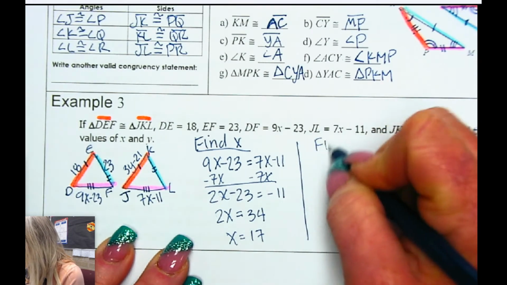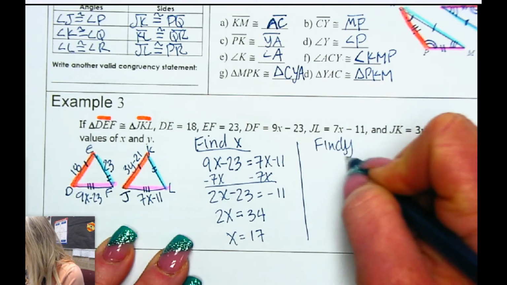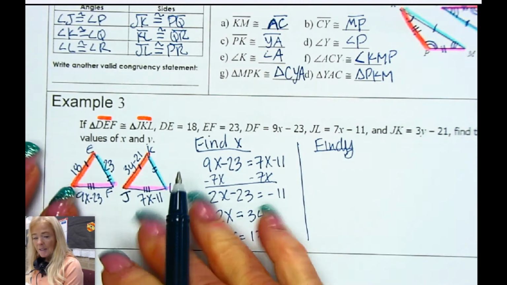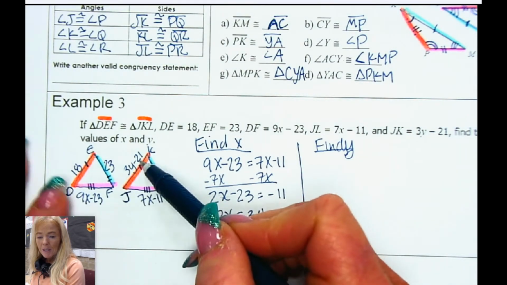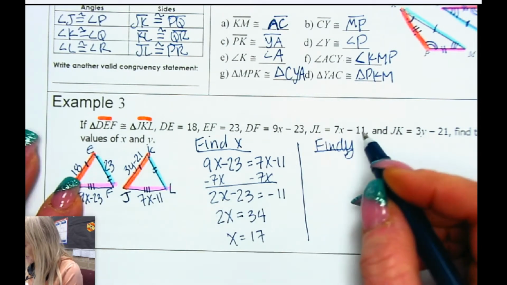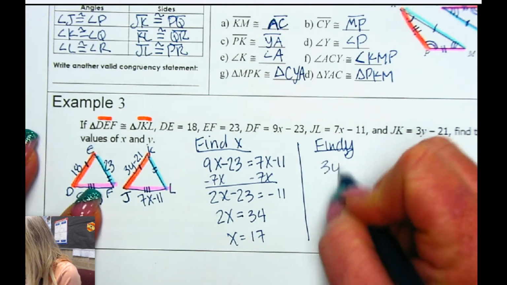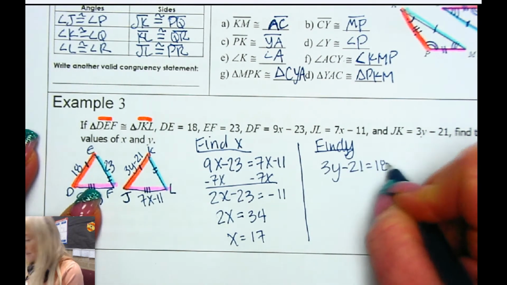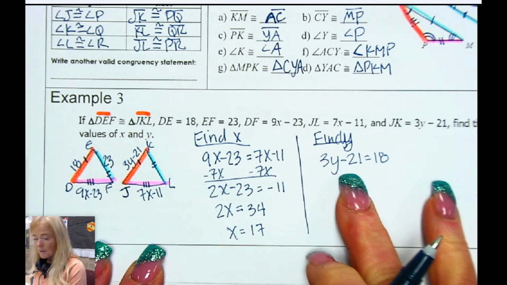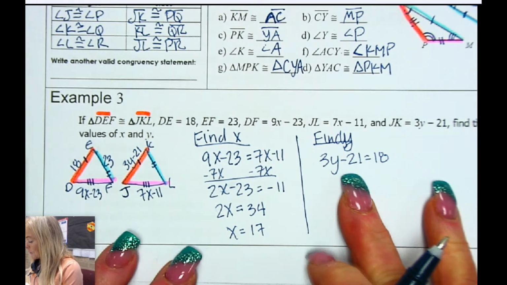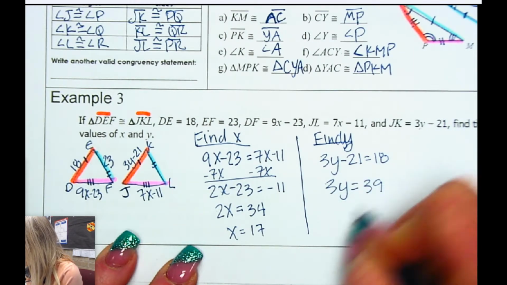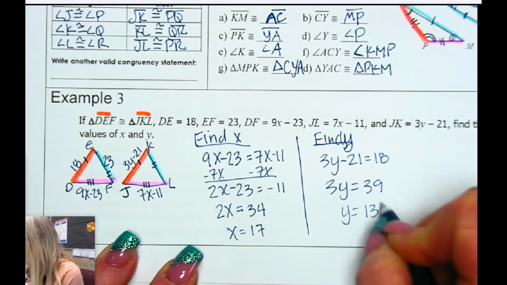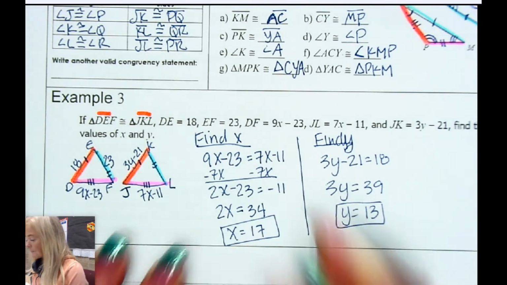And then to find y, we need an expression with y in it. The only y I have is JK, it has a 3y minus 21, and it belongs to DE, which is 18. So 3y minus 21 is equal to 18, is our equation we'll write up and solve for y. Add 21, you get 3y is 39, and then divide by 3, and you get y is 13. And there we've done it.